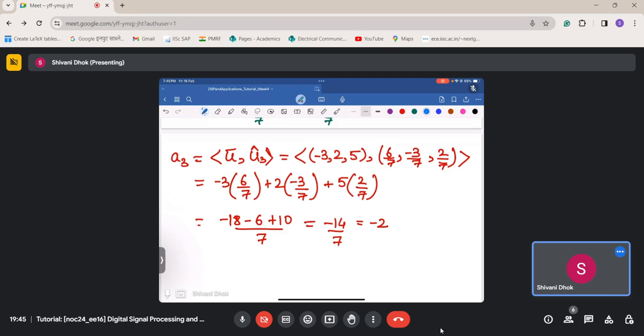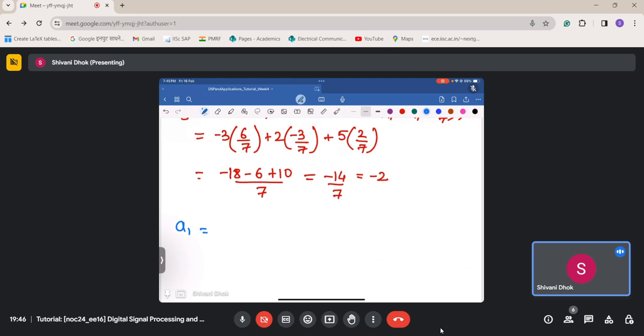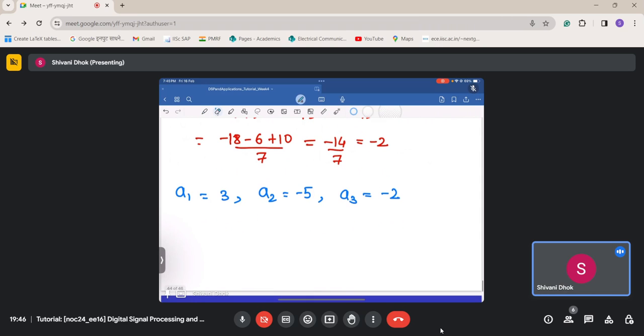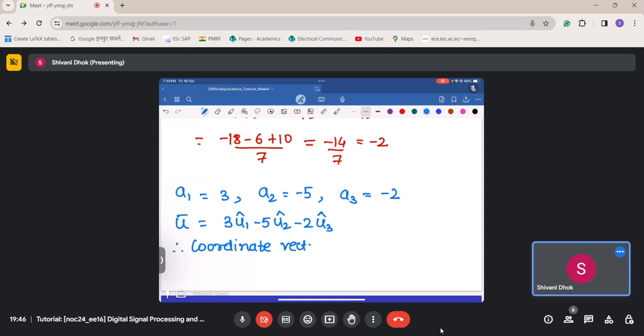So what do we have? We have A1 as 3, A2 as minus 5 and A3 as minus 2. So we can represent this vector U bar as 3 times U1 cap minus 5 times U2 cap minus 2 times U3 cap, and therefore the coordinate vector is equal to 3, minus 5 and minus 2.